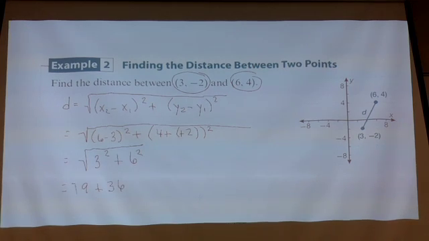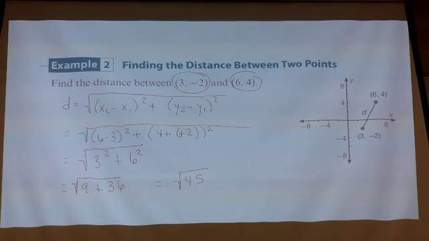If you add those two numbers together, and I'm getting kind of low there, so I'm going to work off to the side, I've got 9 plus 36 is equal to 45. Remember, we're taking the square root. And the square root of 45 doesn't have a perfect square, so we're going to figure out the exact answer, but we want to put it in radical form.